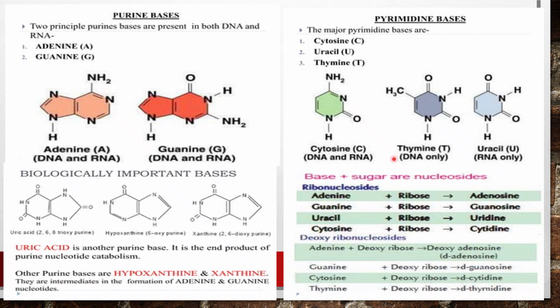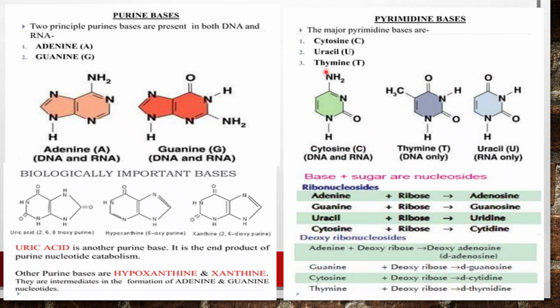Now, what are the pyrimidine bases? Pyrimidine bases are cytosine, uracil, and thymine. So this is the structure of cytosine. There is a two-ring pyrimidine ring. The basic pyrimidine ring contains the two nitrogens at the 1 and 3rd position. So everywhere you will find this pyrimidine ring, but the substituents are different.